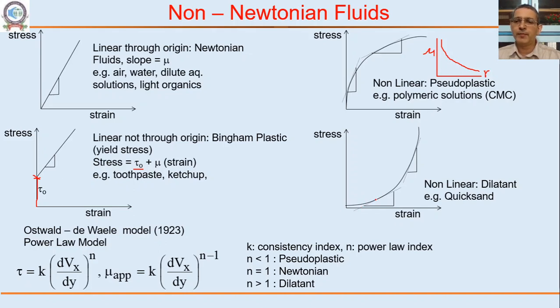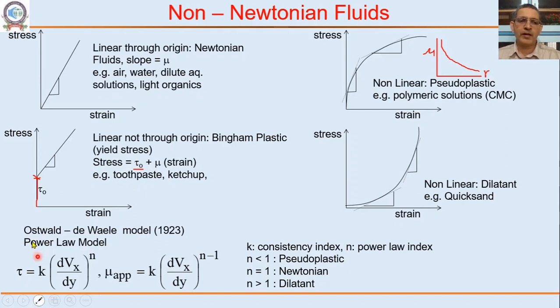At this point, let's say we are looking at this particular point. Let's highlight that. Slope is this much. That means this is the value of viscosity. At this point, slope is higher, viscosity is higher. That means viscosity increases with the strain.